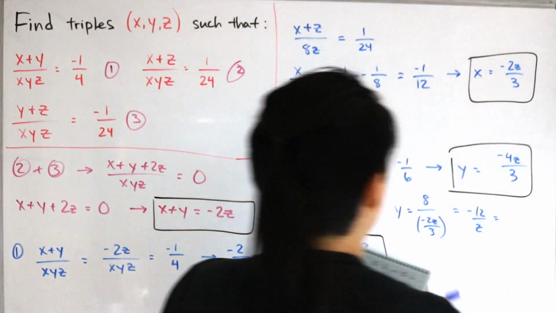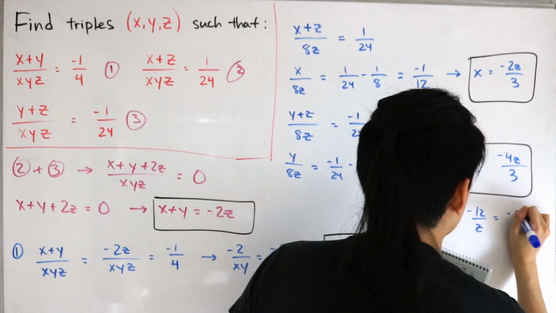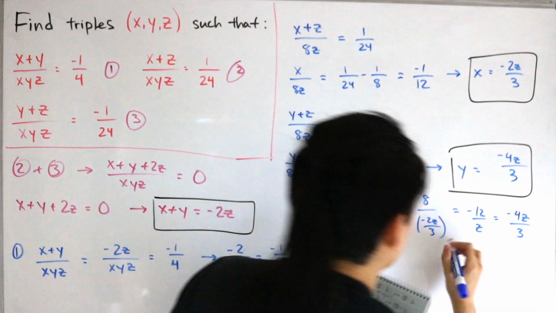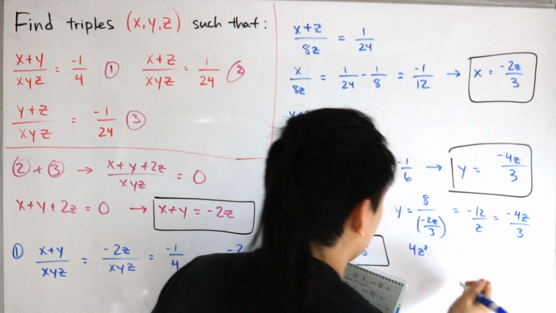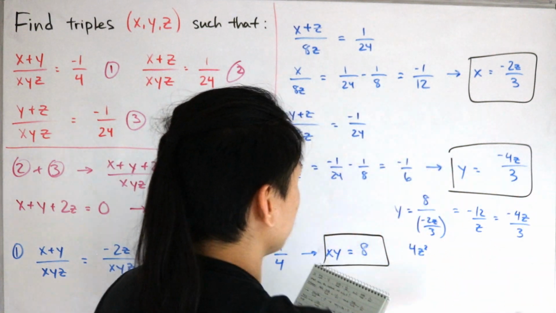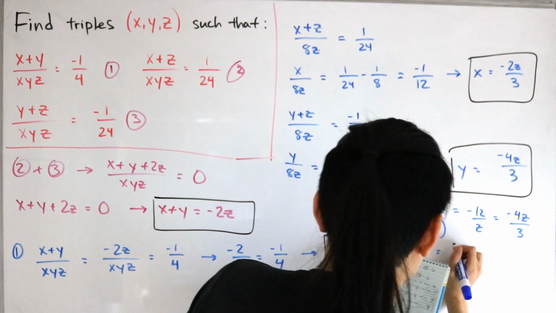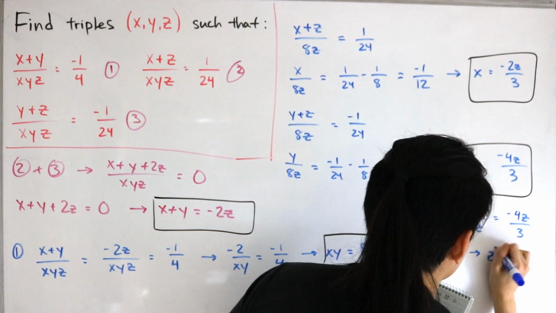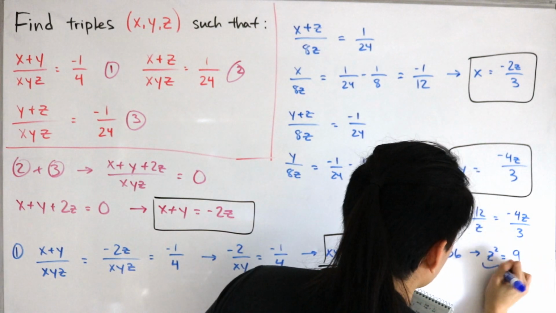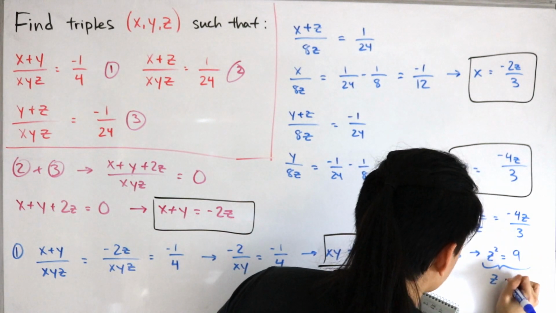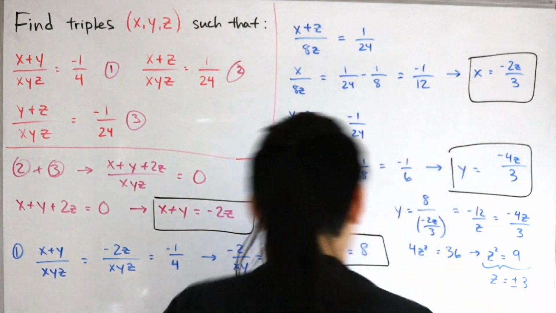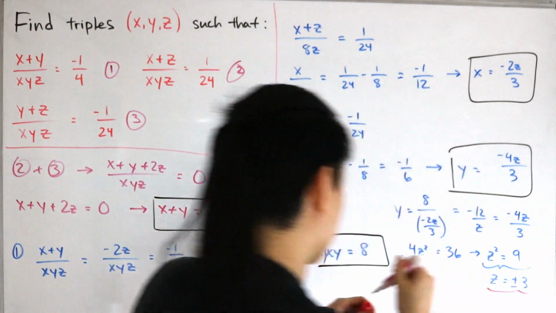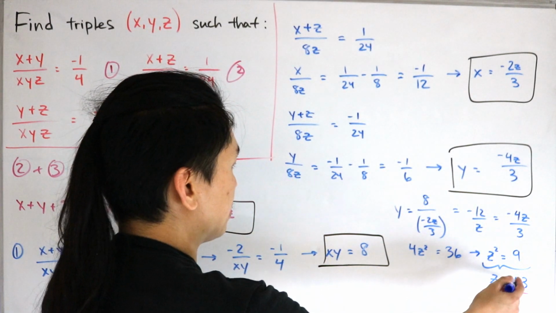Then we said that y originally was equal to -4z divided by 3, so we can solve this by itself. So I have 4z squared, by cross multiplication, simply equal to 36. And then we get that z squared is equal to 9. And then we have two possible answers for z. z is equal to plus or minus 3. Let me underline this as important. Lastly, we have z is plus or minus 3.